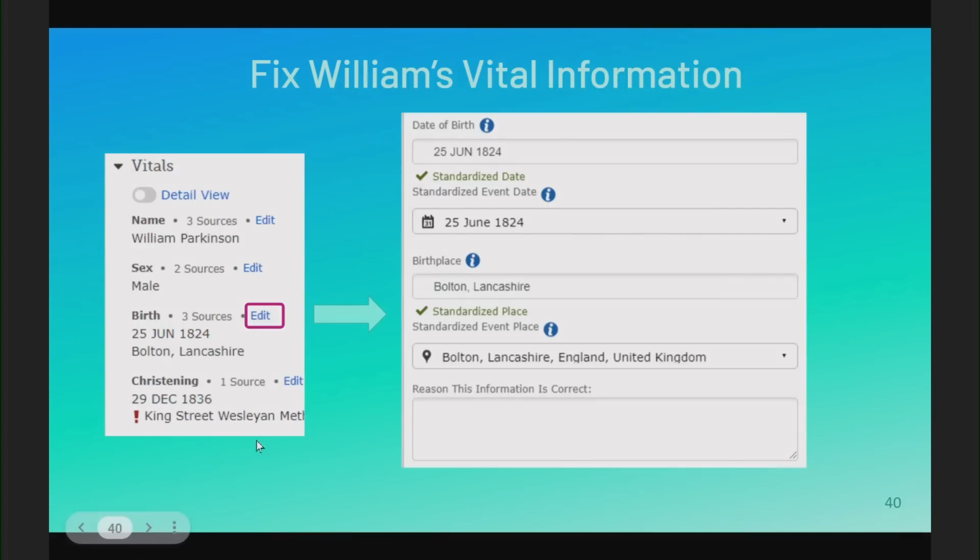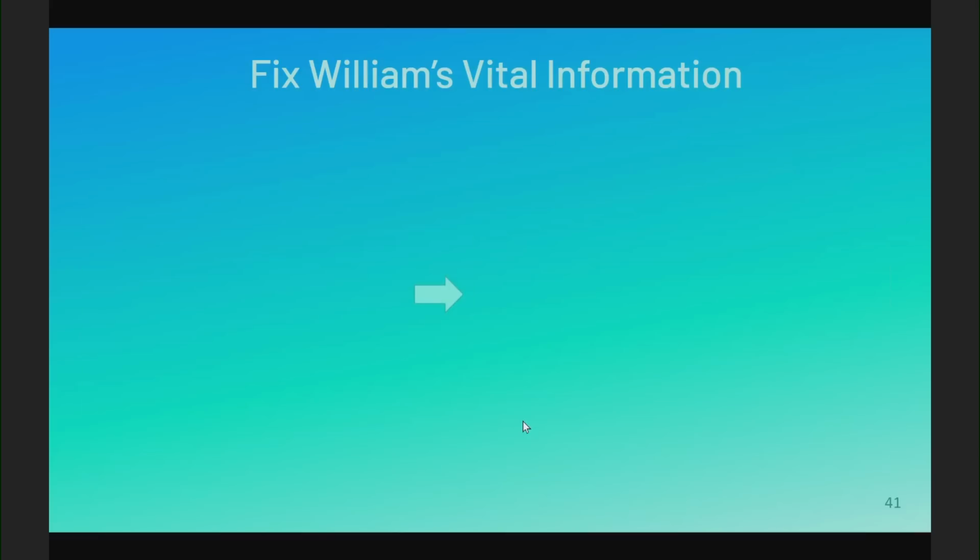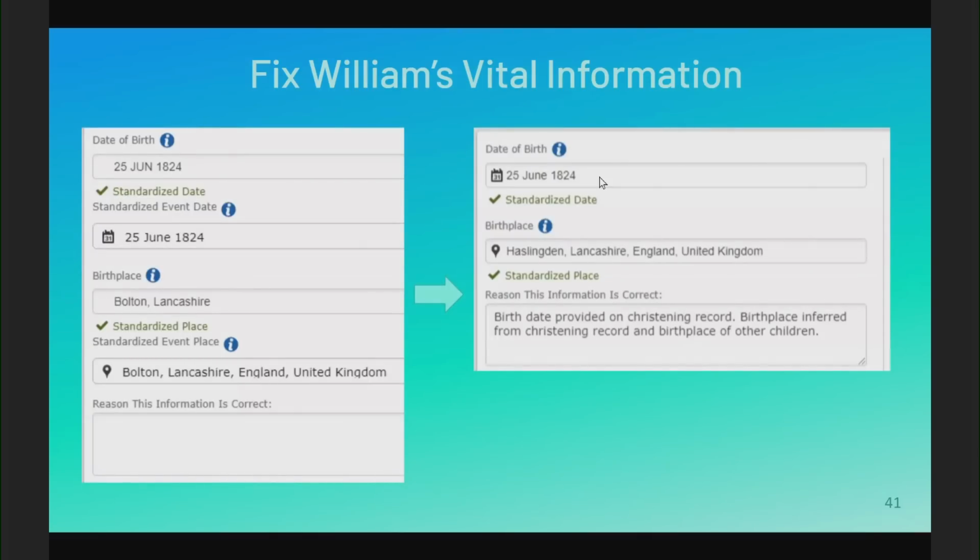So I thought to be safe, and Haslingden is the larger jurisdiction. So to be safe as far as a birthplace, I'm going to infer that it very likely was Haslingden. So here's what this looks like after I have standardized the date and I have deleted Bolton and put in Haslingden. Notice that I say here that the birth date was provided on the christening record and the birthplace, I'm very upfront and transparent about it, that I'm inferring this.